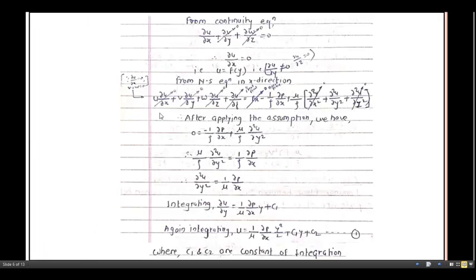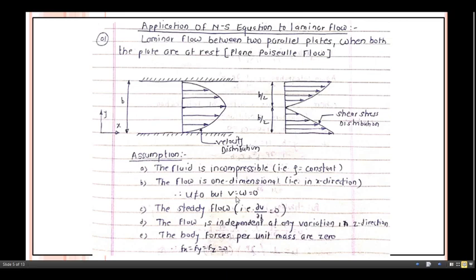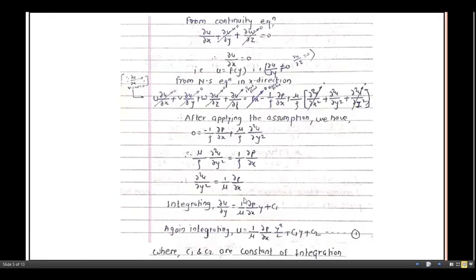Now from the continuity equation, we know this relation: ∂u/∂x plus ∂v/∂y plus ∂w/∂z equals 0. In this case, as the values of v and w are 0, the terms ∂v/∂y plus ∂w/∂z tend to 0, meaning their value becomes 0. Therefore ∂u/∂x is equal to 0.